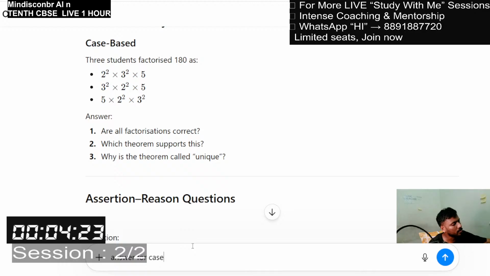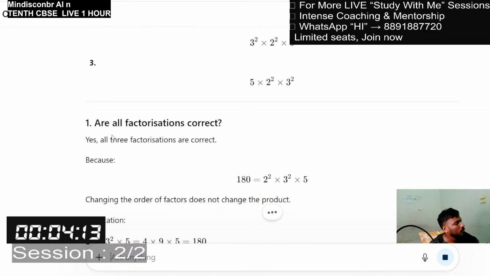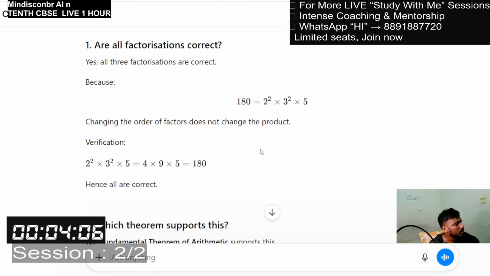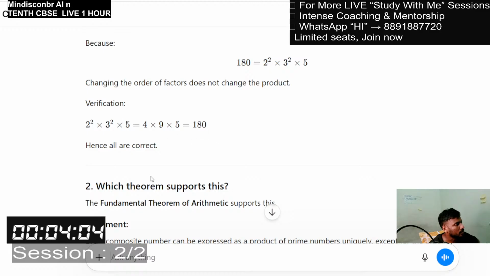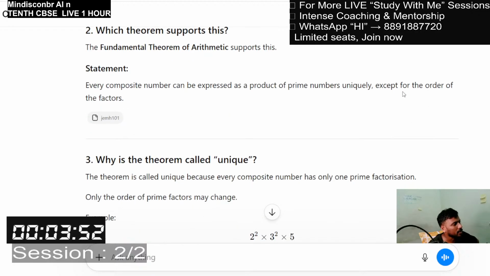Case based. Yes, all three factorizations are correct because 180 is equal to 2 square into 3 square into 5. Changing the order of factors does not change the product. Which theorem supports this? The fundamental theorem of arithmetic supports this. Every composite number can be expressed as a product of prime numbers uniquely, except for the order of the factors. So there is no consideration about the order.